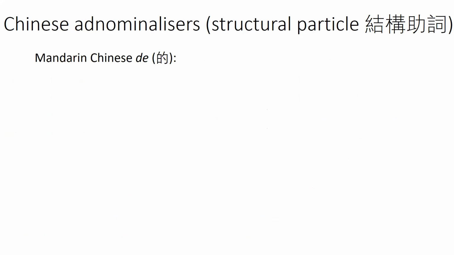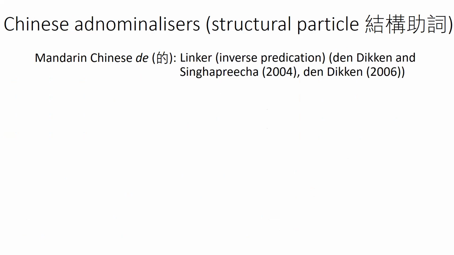Mandarin de is one of the most commonly used functional morphemes, because it has many examples and many usages that have been looked at by many people. For example, Dickens, in his earlier work, analyzes it as a linker, which in his analysis is an inverse predicational marker. It denotes predication between the specifier and its complement.